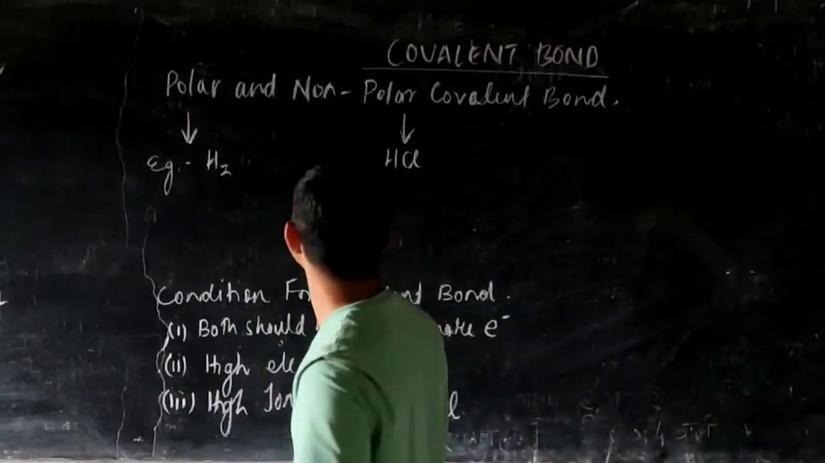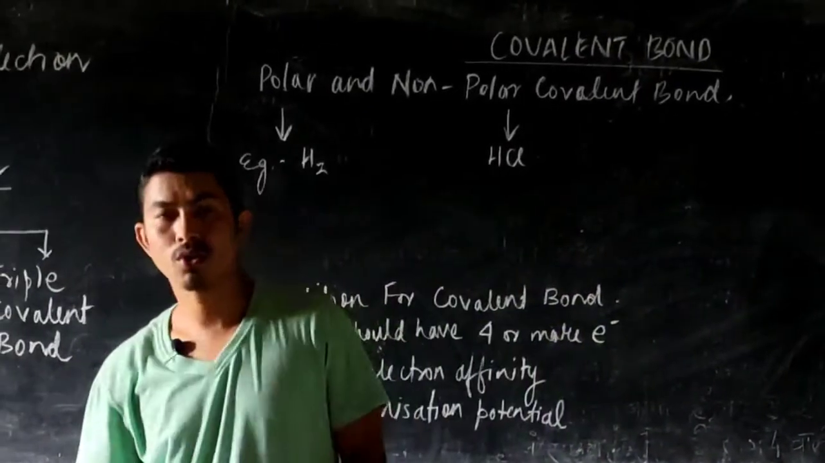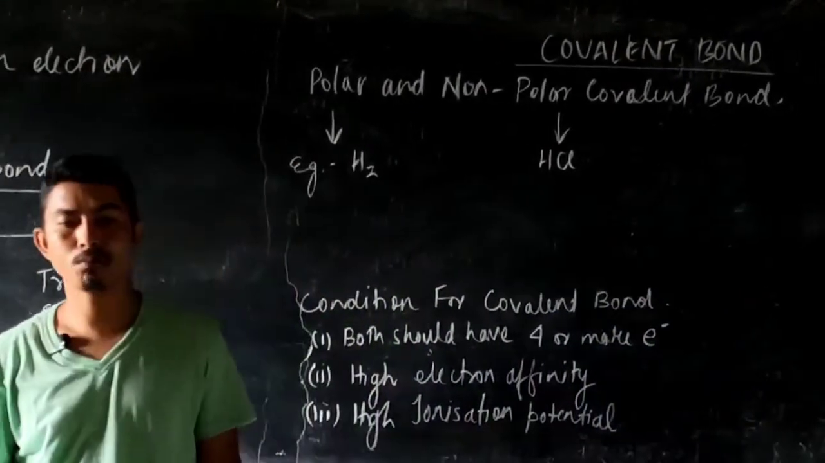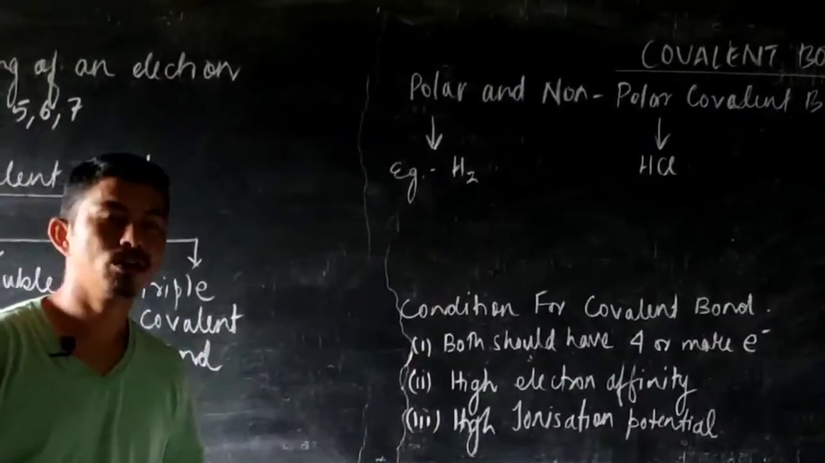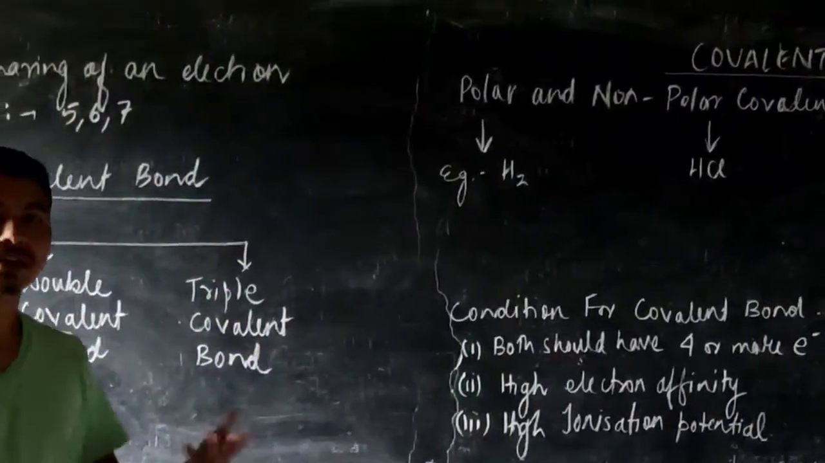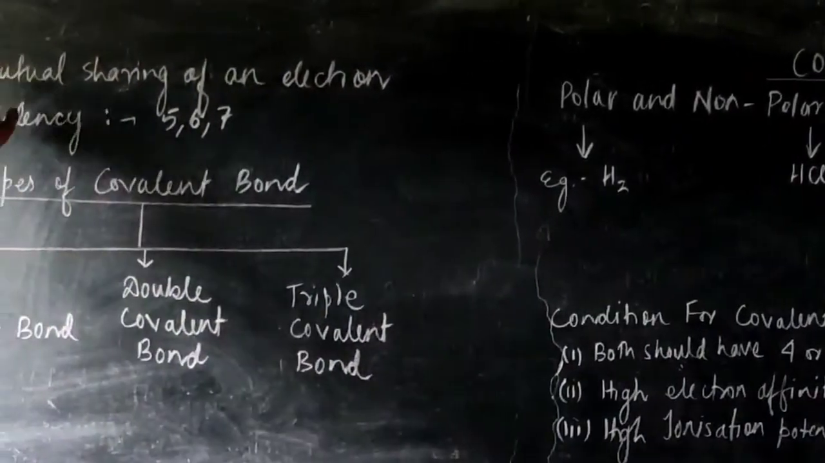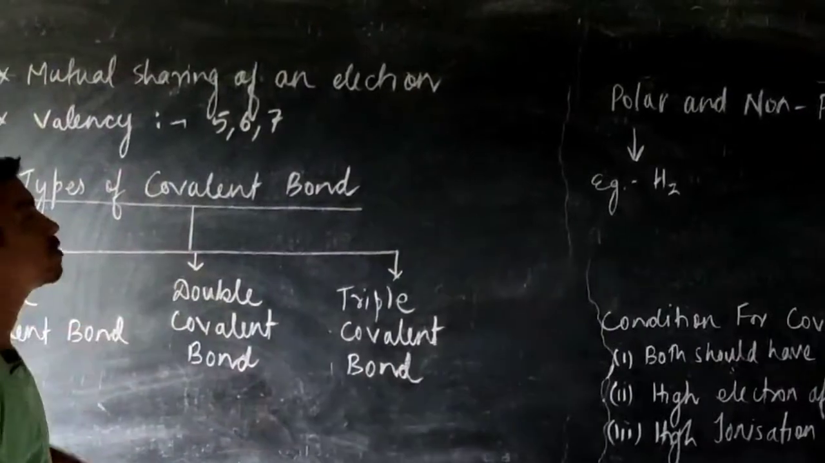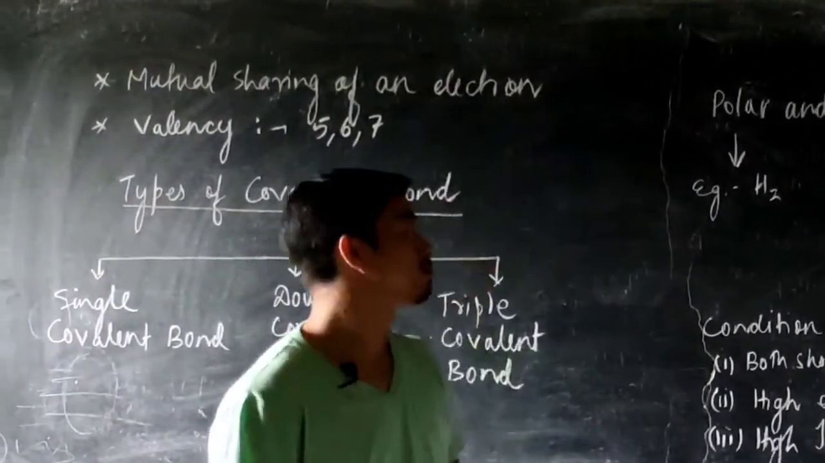Today we will learn about the second type of bond, which is known as a covalent bond. Covalent bonds are the bonds formed between two atoms by the mutual sharing of electrons. Both the combining atoms share the same number of electrons with one another. So what is a covalent bond? The covalent bond is the bond formed by the mutual sharing of electrons between the two combining atoms.